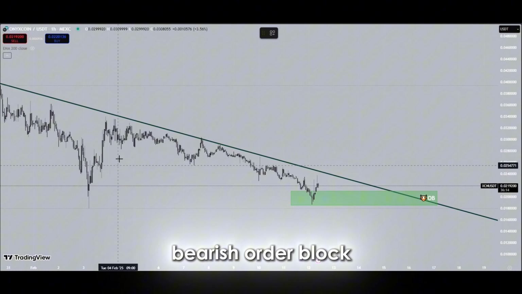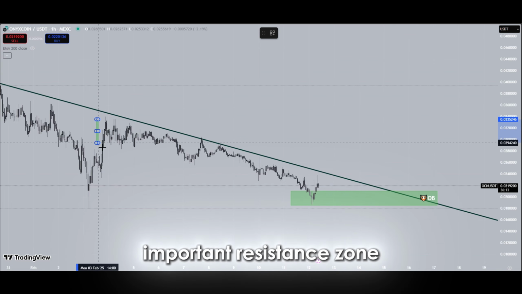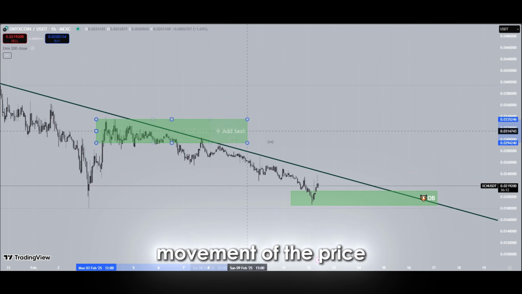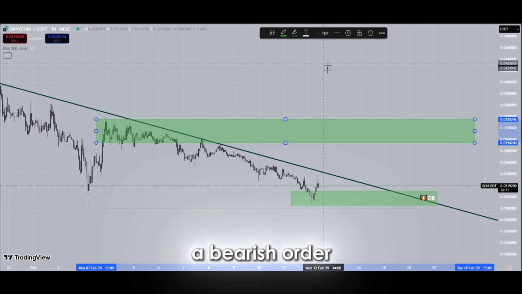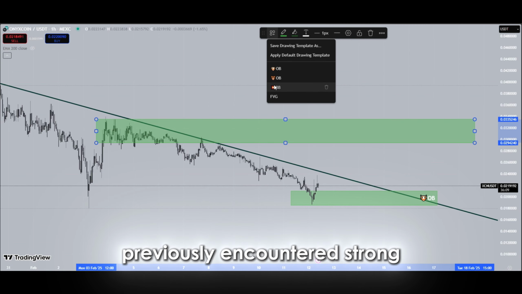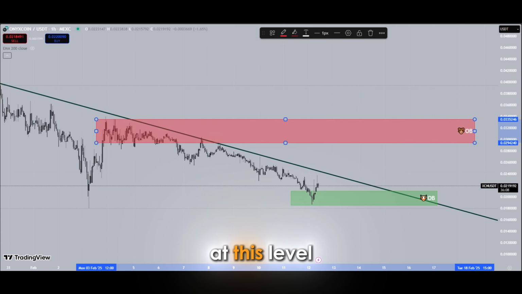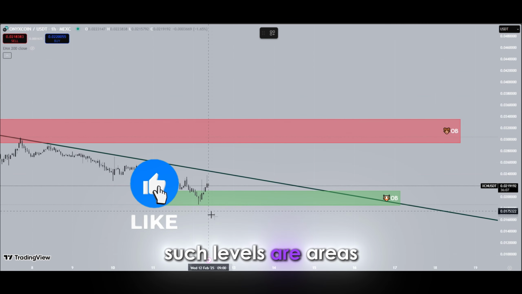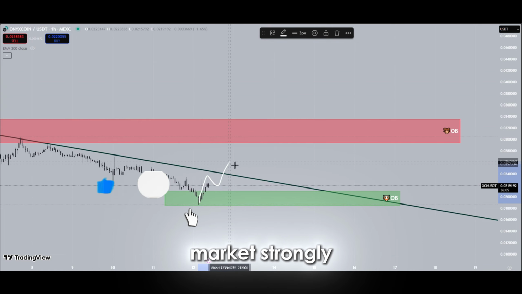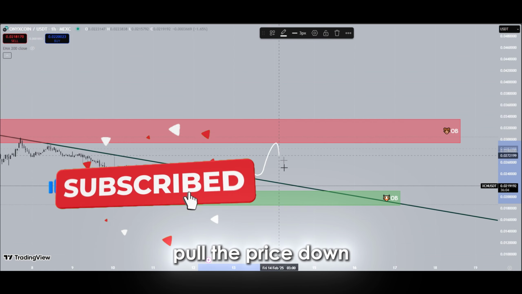There is a bearish order block at the top. It marks an important resistance zone where the upward movement of the price could be blocked. A bearish order block indicates a zone where the price previously encountered strong selling pressure at this level and changed direction. Such levels are areas where sellers start to enter the market strongly and try to pull the price down.